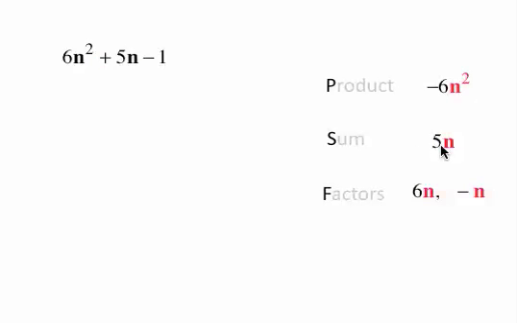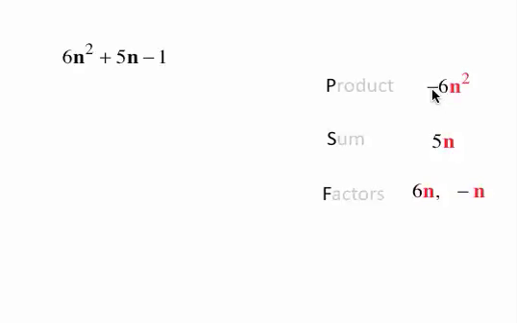or PSF. The P is the product of the first and last terms. So we're going to multiply the 6n squared and the negative 1. That gives us negative 6n squared. The S is for sum, and that's the middle term, 5n. And then we're looking for the factors of negative 6n squared that add up to give us 5n. They are 6n and negative n.